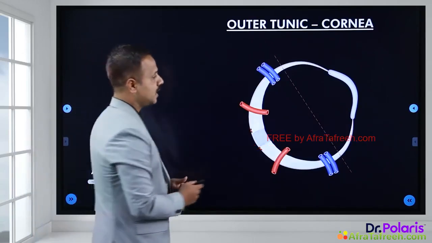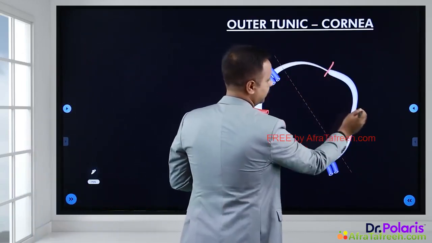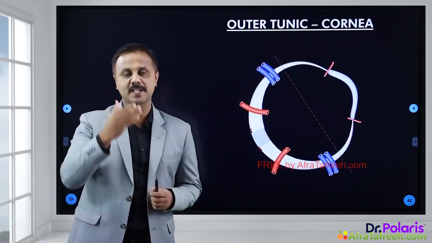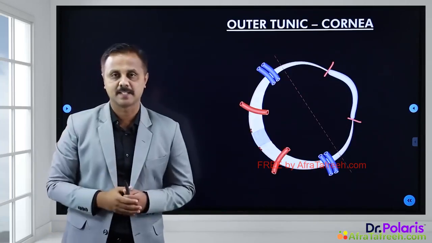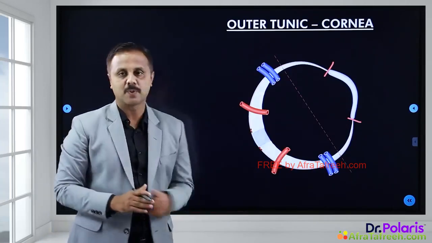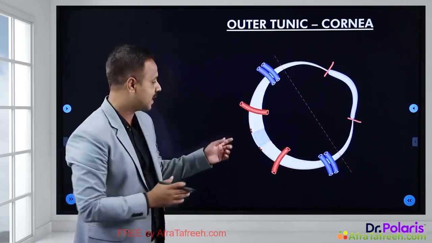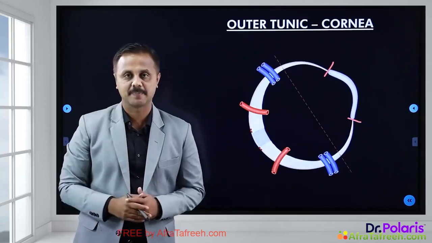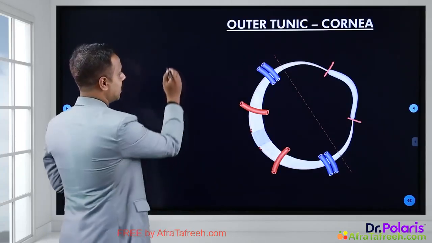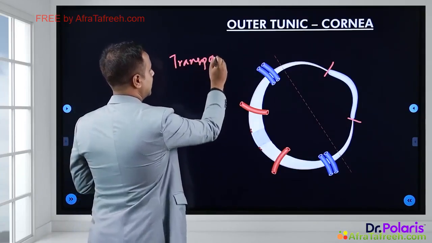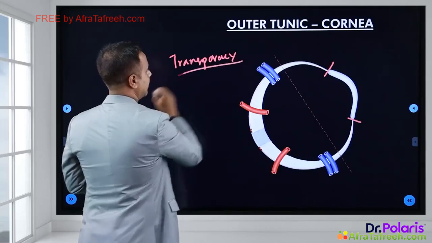As I said, cornea forms the anterior 1/5 of the outer tunic. The cornea, in fact, is the transparent layer that covers your iris. Now, this is what we need to understand. Why only the cornea is transparent whereas sclera is opaque? Now remember, this is very often asked in your exam. What are the causes for the transparency of cornea?